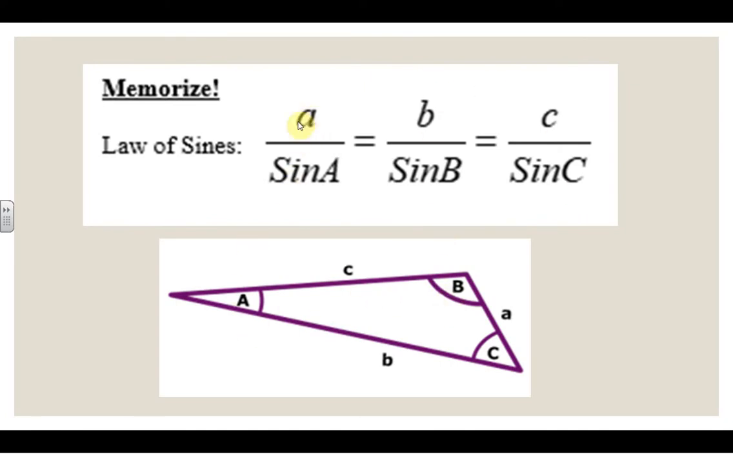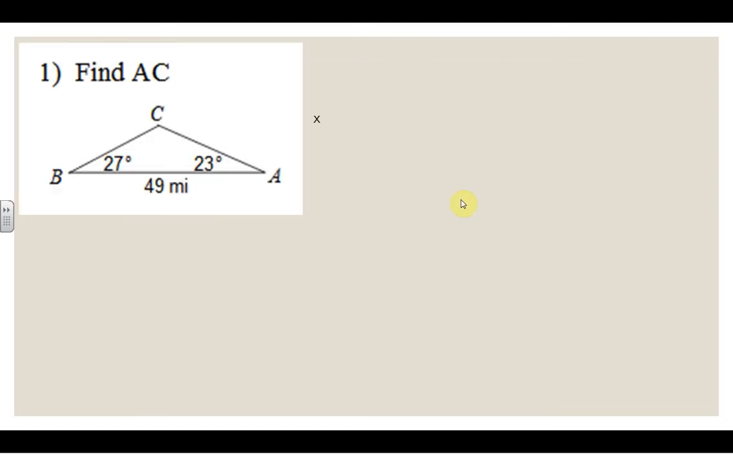What you need to realize is that lowercase letters mean sides, capital letters mean angles. So when it says a over sine A, this means the side opposite angle A over the sine of A. And it's just a ratio: the side over the sine of the angle. Let's see it in action.